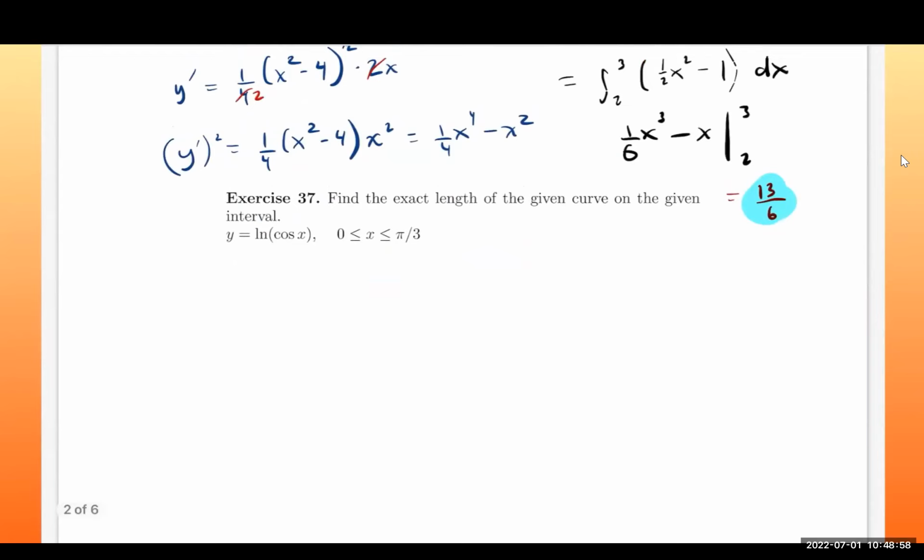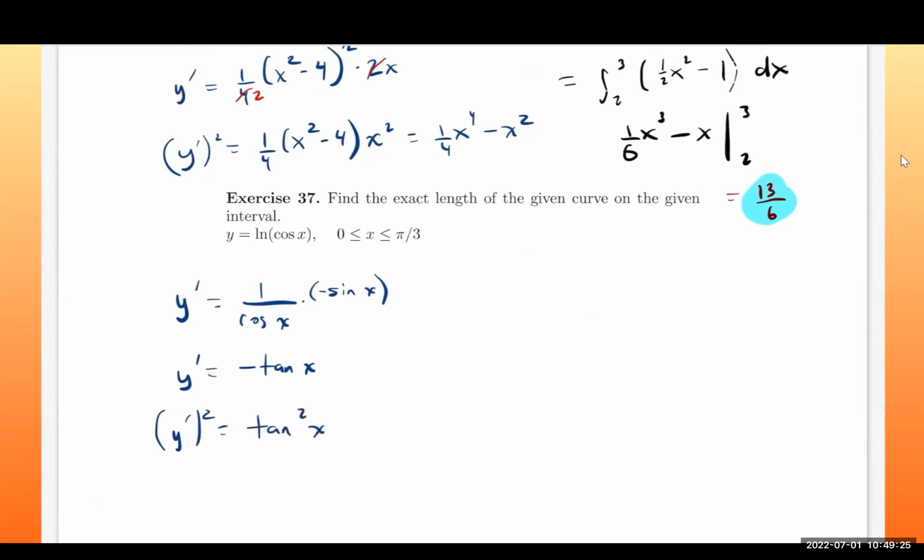All right. Let's look at the second example. Same thing, we're going to take the derivative. We don't need to solve for y because it's already solved for. So all we have to do is take the derivative, which would be 1 over cosine of x times the derivative of cosine, the chain rule, negative sine of x. And that, by definition, is negative tangent of x. Since we need to square the derivative, we might as well square it now. When you square negative tangent x, that's just positive tangent squared x.